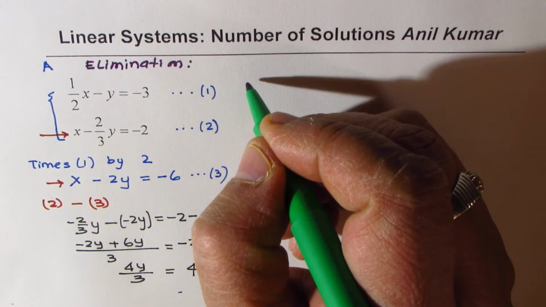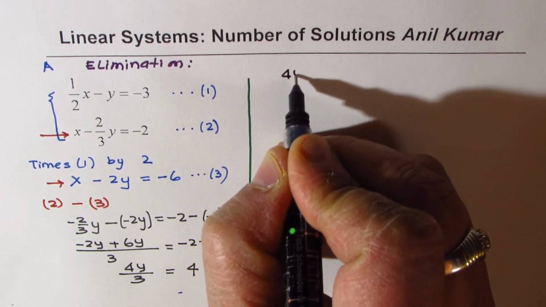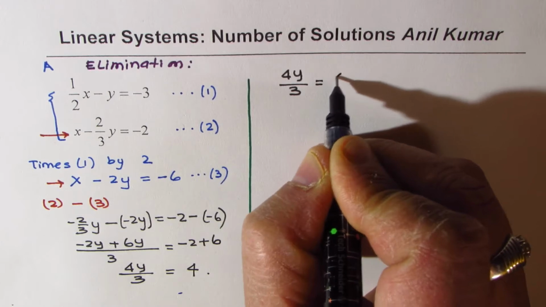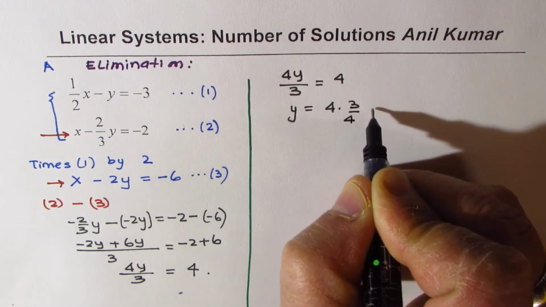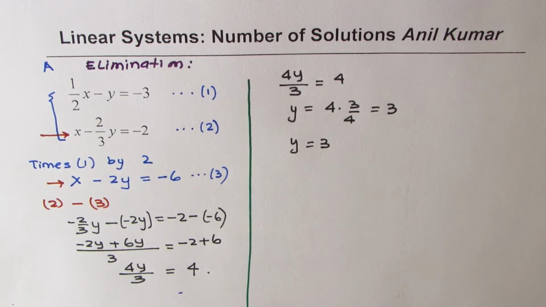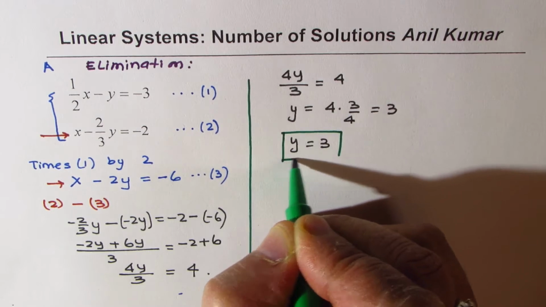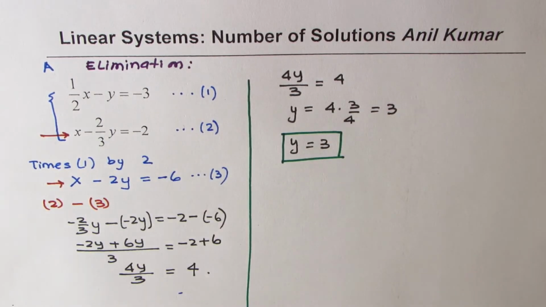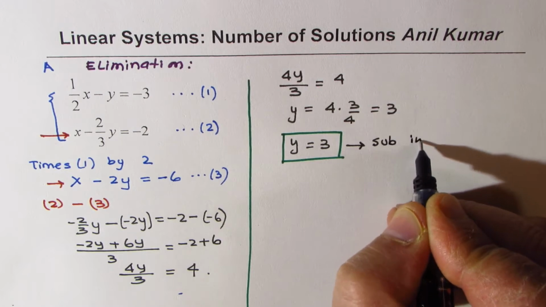Now on the right side, we'll write down the value of y. So from here, which is 4y over 3 equals 4, we get y equals 4 times 3 over 4, which is indeed equal to 3. So we get y equals 3 as one of our values. Now we can substitute y equals 3 in either one of these equations and solve for x. Correct? So let's substitute this in equation 1.